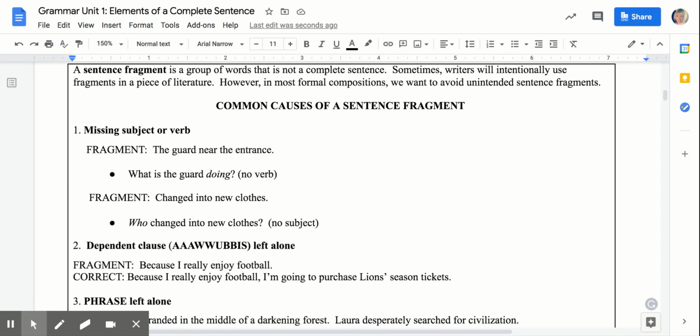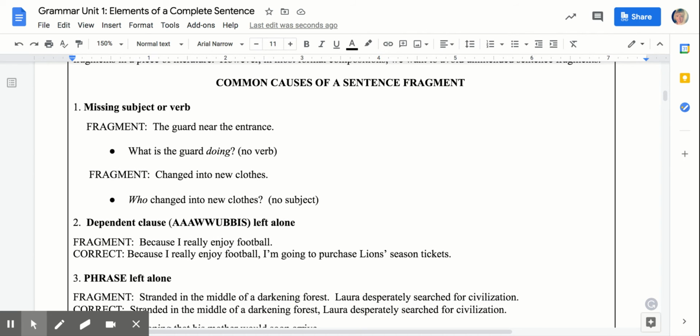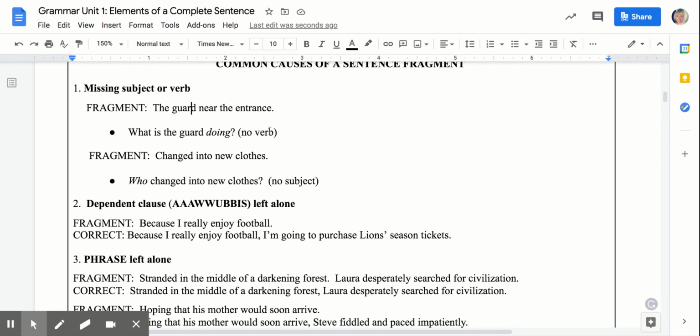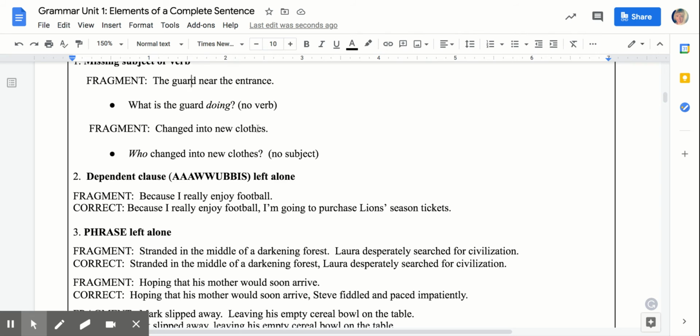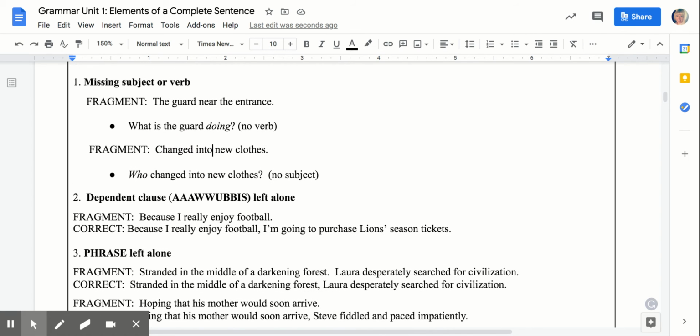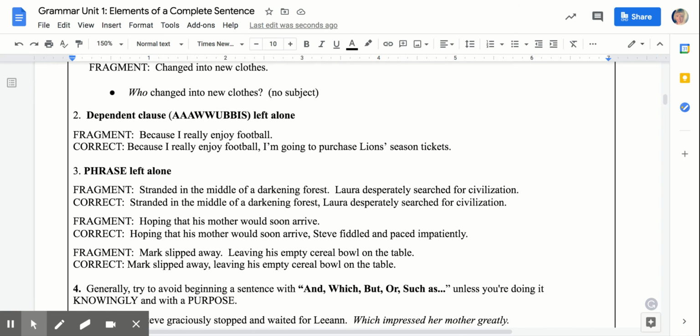Okay, so what are some common causes of sentence fragments? The first common cause is missing either a subject or a verb. "The guard near the entrance." Well, I have a subject, the guard, person, place, or thing, but I have no idea what that guard is doing. So this is missing a verb. "Changed into new clothes." Well, changed is a verb, but I don't know who changed into new clothes. So it's missing either a subject or a verb.